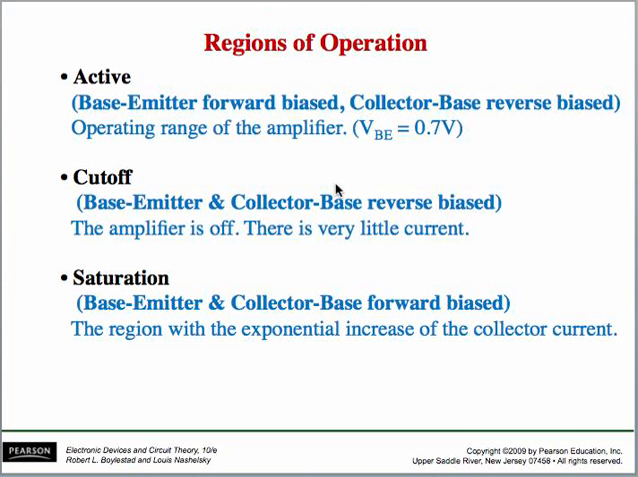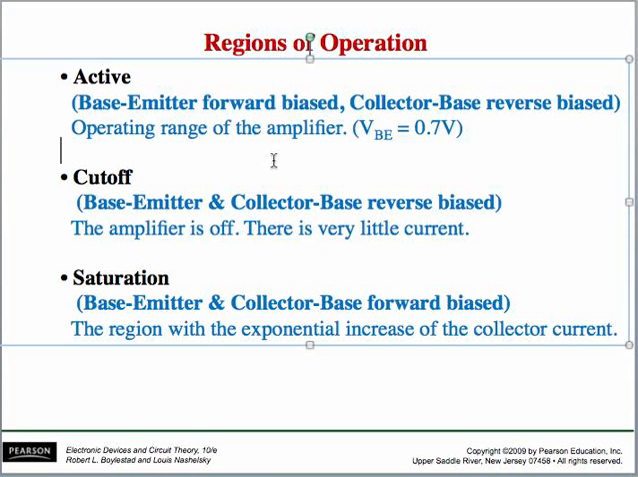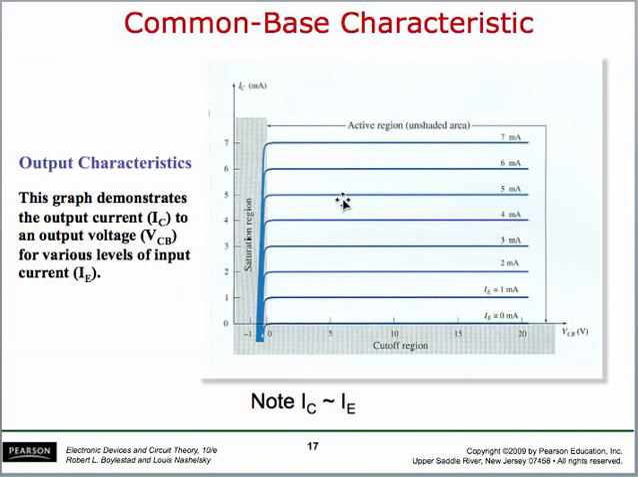So this slide tells you the regions of operation which I have explained to you just now: active, cut-off, and saturation. So for cut-off, the base emitter and collector base are reverse biased. The transistor is off, with very little current flowing through it. Saturation region, the region with exponential increase in collector current, whereby the base emitter and collector base are forward biased. And the active region, I forgot to show to you just now. The active region is this region here, right? The region sandwiched between the saturation and the cutoff.